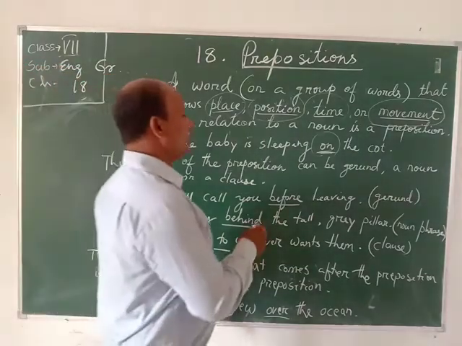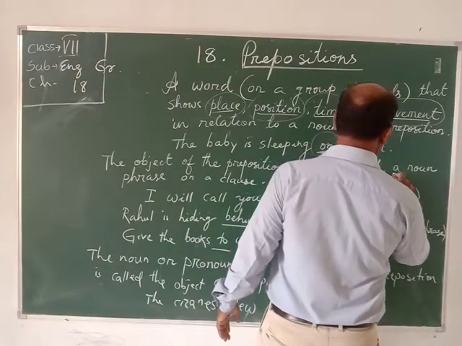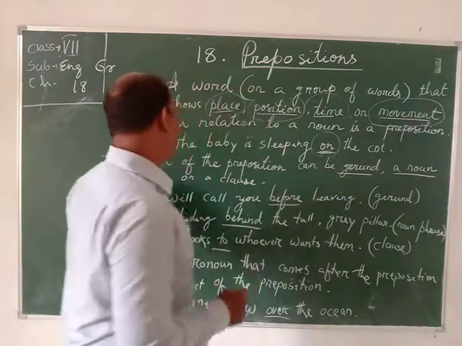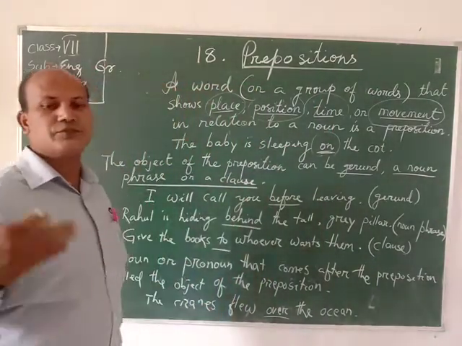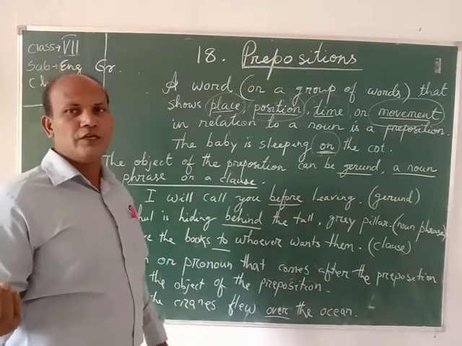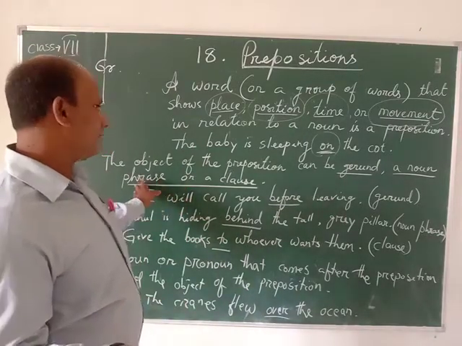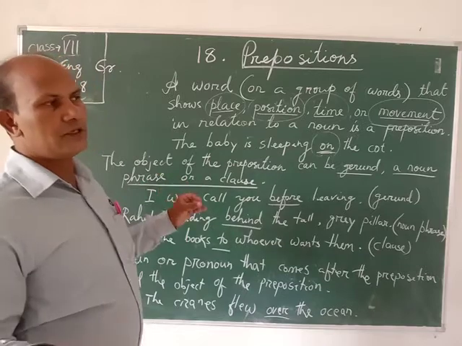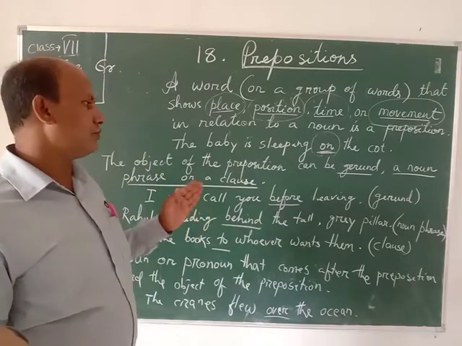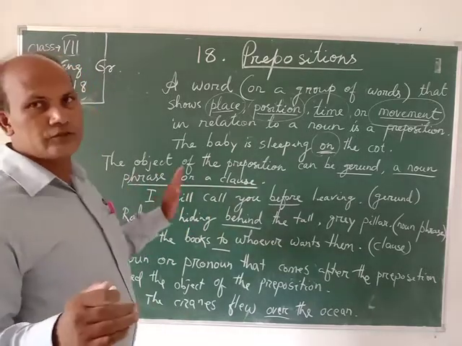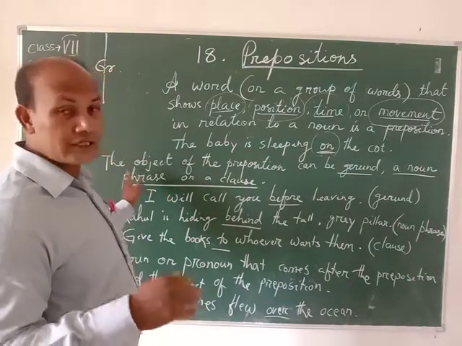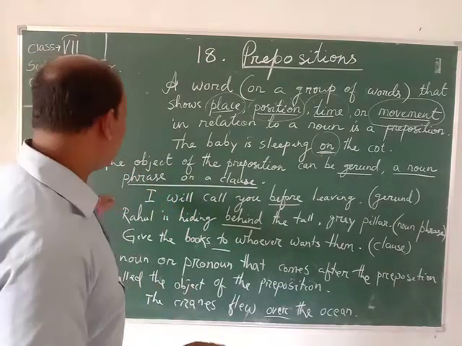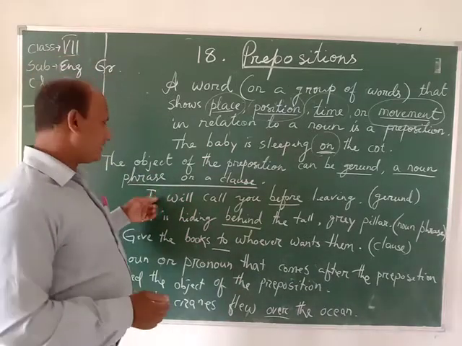It can be a gerund, noun, phrase, or a clause. Noun phrase and noun clause we will discuss later in the next coming chapter. Yes, noun phrase. A phrase is a short incomplete sentence or group of words that is without a finite verb. So we shall discuss this in coming chapters, but you will know more details about that.